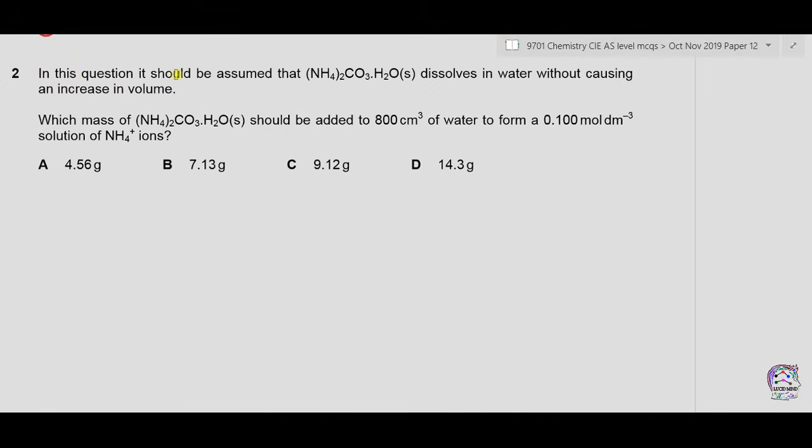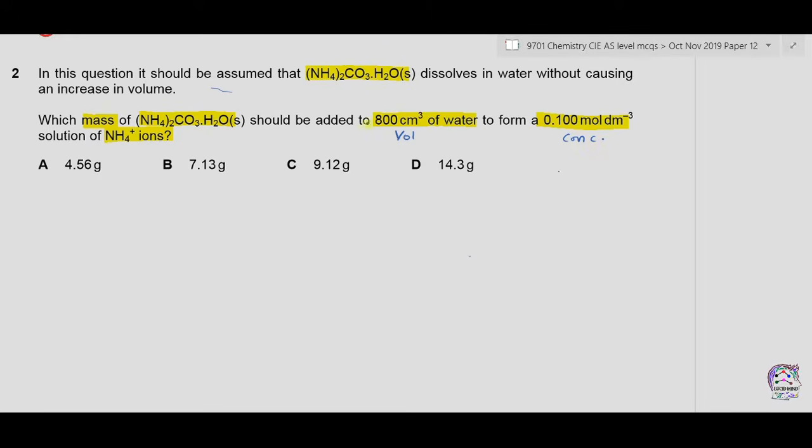Question 2. In this question it should be assumed that ammonium carbonate H2O solid dissolves in water without causing an increase in volume. Which mass of ammonium carbonate H2O should be added to 800 cm³ of water to form a 0.100 mole per decimeter cube solution of ammonium ions? In the question they have given the volume, which is 800 cm³, and the concentration of ammonium ions, and we have to find the mass.